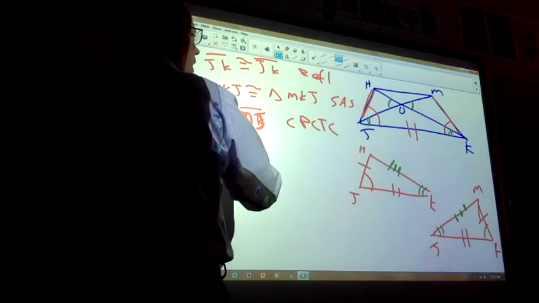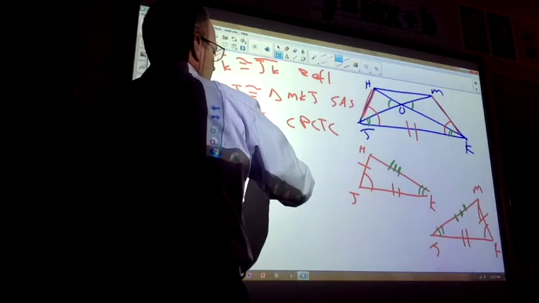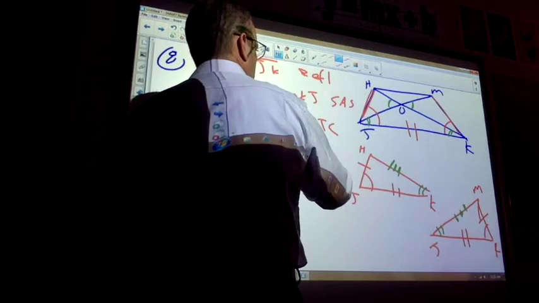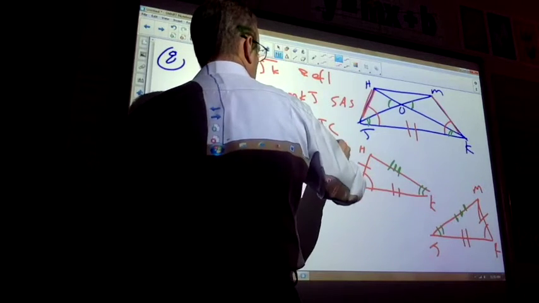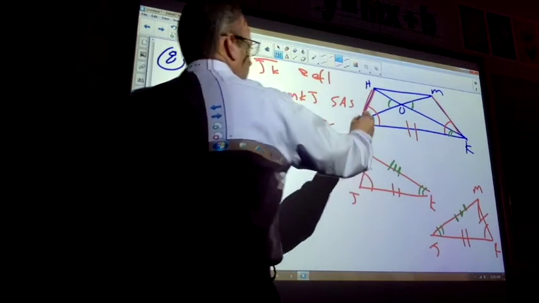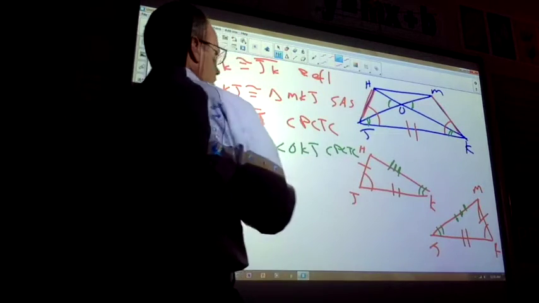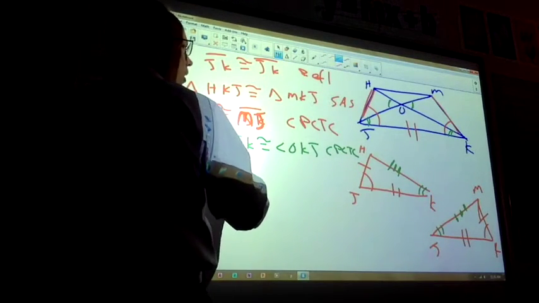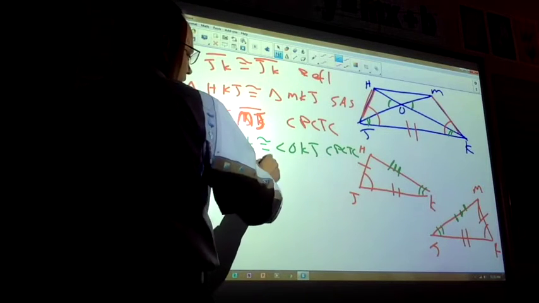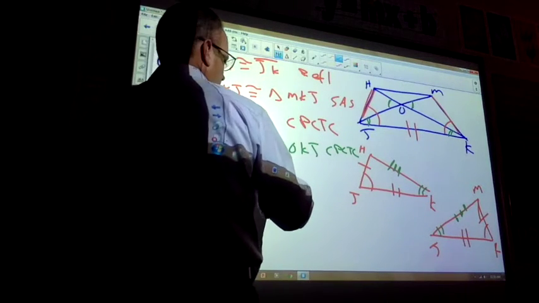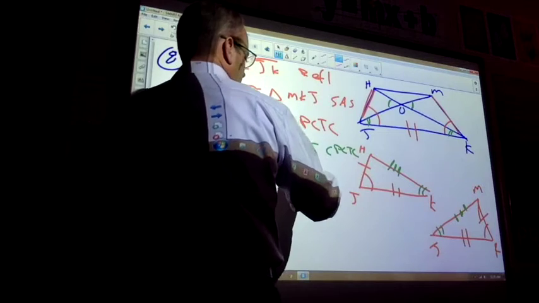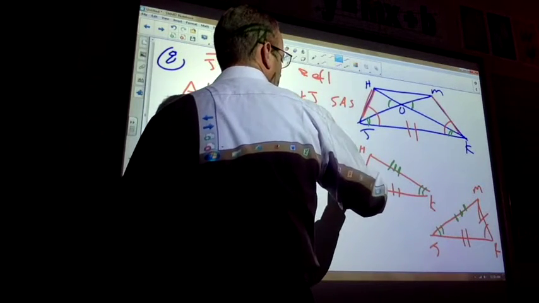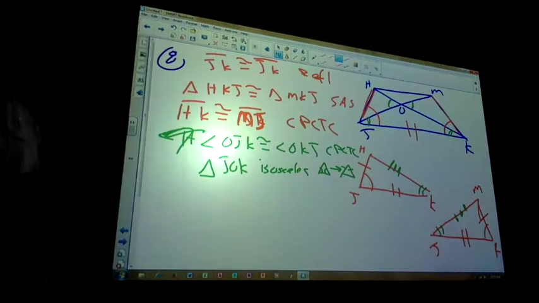So angle OJK is congruent to angle OKJ. And that's CPCTC as well. And once we've done that, that's base angle. So that's going to tell us that triangle JOK, or whatever three-letter iteration they want, is isosceles. And we can state that because we know the base angles are congruent, therefore the sides are congruent, and we're done.